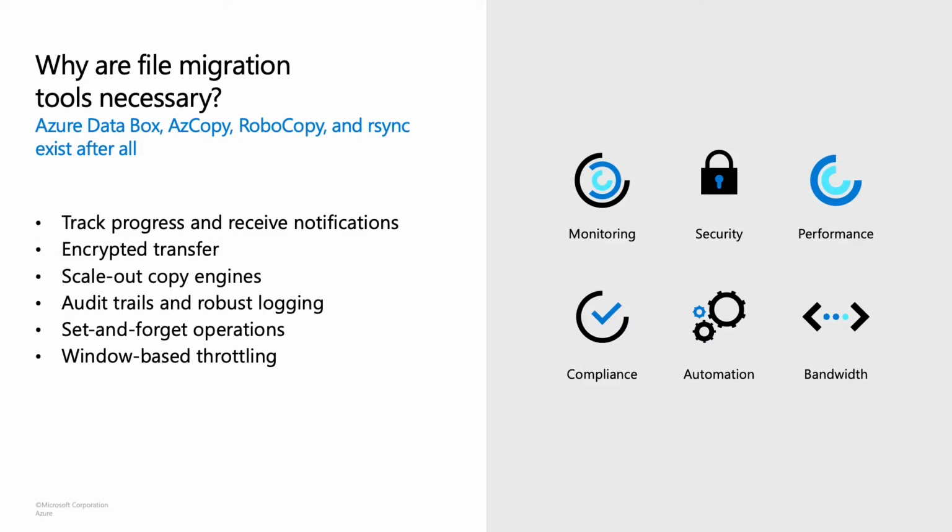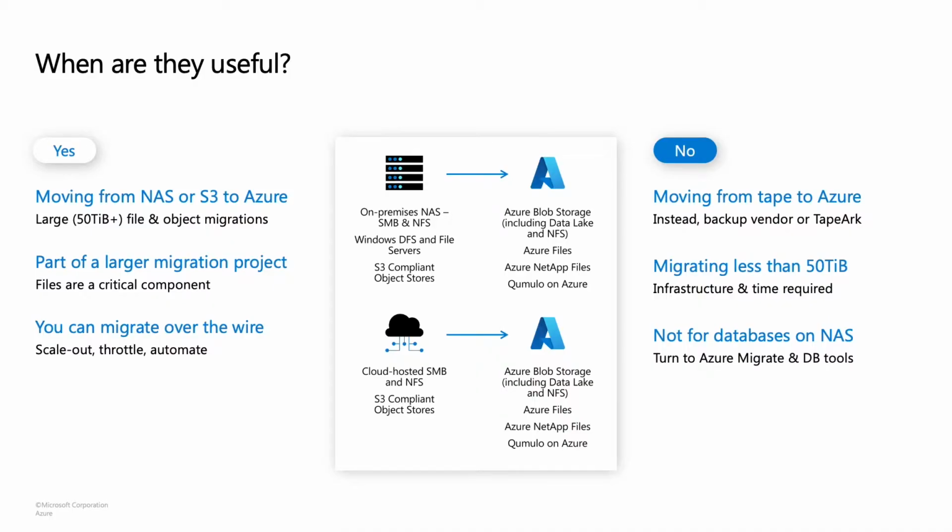They provide scale-out copy engines that you can deploy near your data to make sure it can move across the wire as quickly as possible. And they're automated. Configure them, set them to run, and then you don't need to intervene until it's time to perform that cutover from your old on-premises or cloud environment to Azure. So many reasons to use this software, to bring it into your process and make your life easier. But I do want to be clear that they're not necessary for every file migration to Azure.